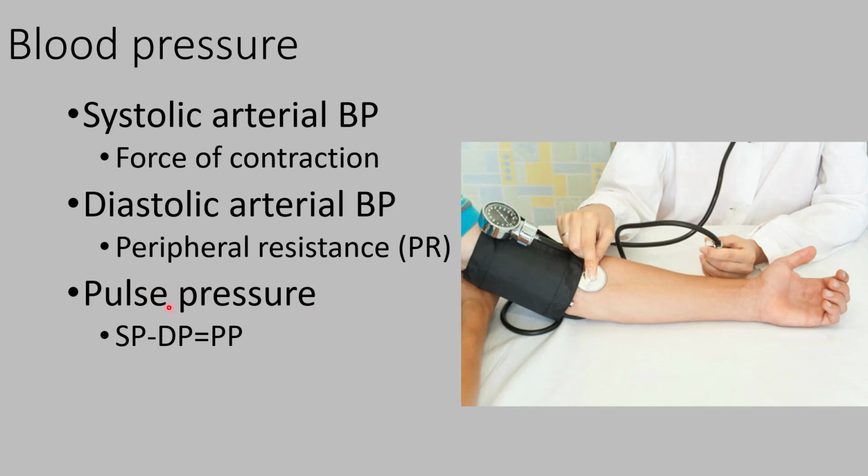Now, pulse pressure is the difference in those two. Systolic pressure minus diastolic pressure is called the pulse pressure. Pulse pressure by itself does not really tell us too much, but we will use this number in a calculation in just a moment. So, systolic pressure, the higher number. Diastolic pressure, the lower number. Pulse pressure, the difference in the two.